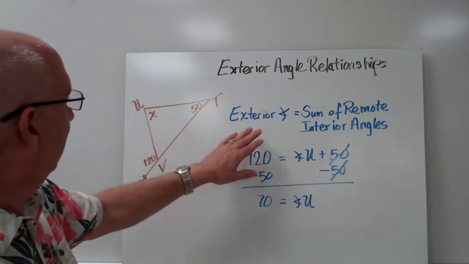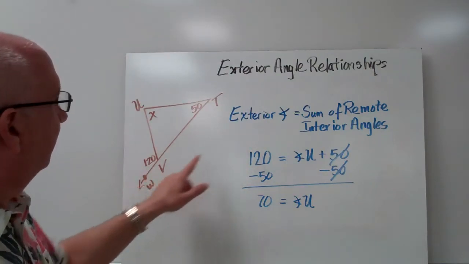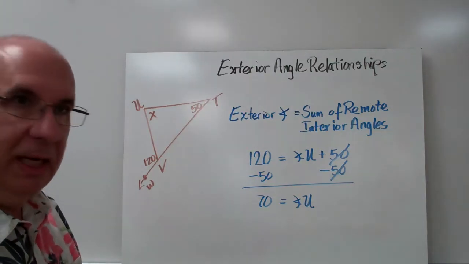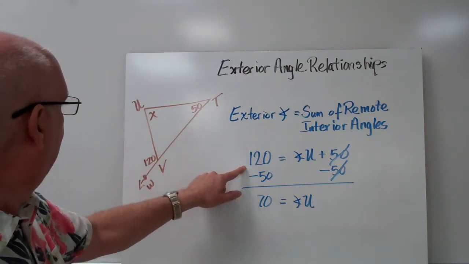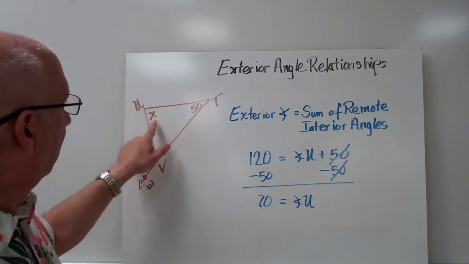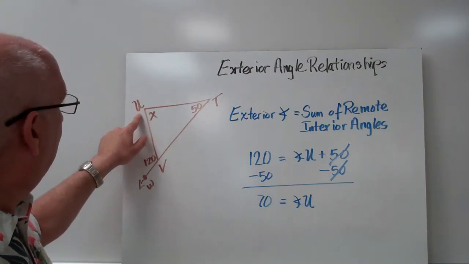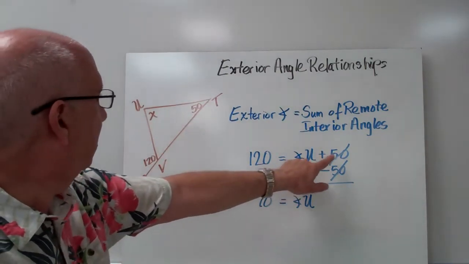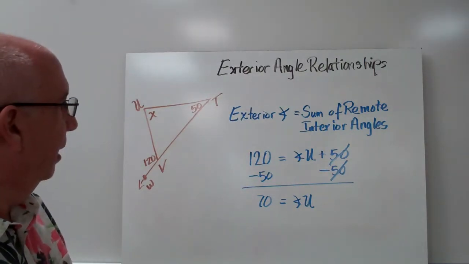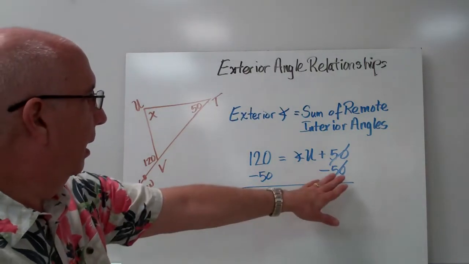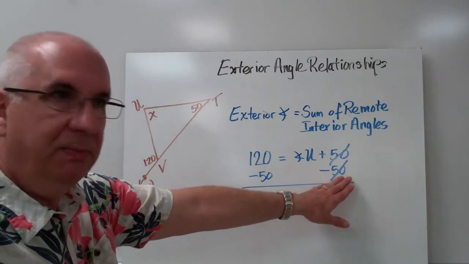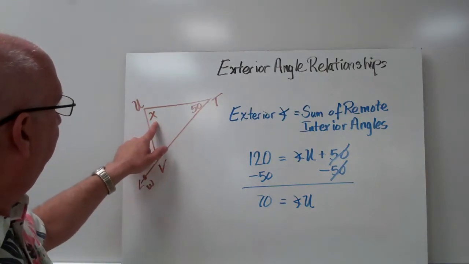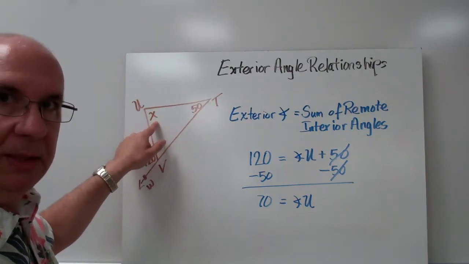As we learned before, the measure of the exterior angle is equal to the sum of the remote interior angles. In this case, that means the exterior angle, which is 120 degrees, is equal to the measure of angle U plus the measure of angle T. So angle U plus 50 is equal to the 120. To find the measure of angle U, I have to combine like terms, so I subtract the 50 from both sides, and I find out the measure of angle U is 70 degrees.